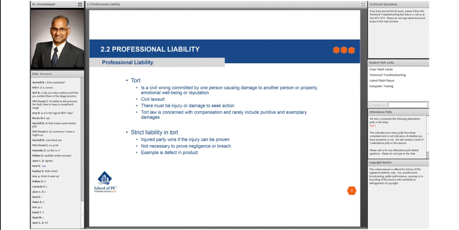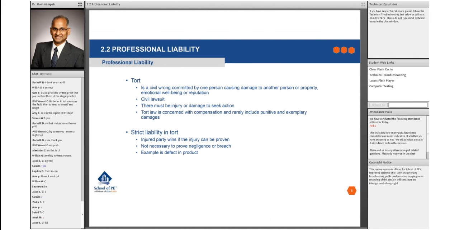So the injured party wins if the injury can be proven, meaning if you can prove you sat on that ball, it collapsed and you got injured, you win the case. You do not need to prove that the company or the people that designed that ball were negligent. You don't need to. Or that they breached anything. Okay, so as I said, this is called strict liability.